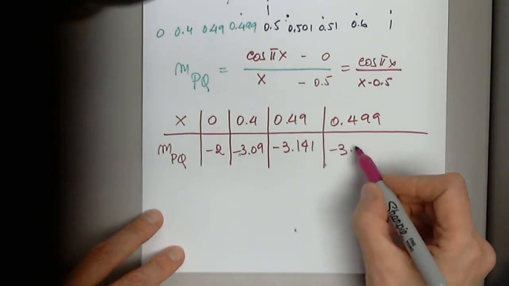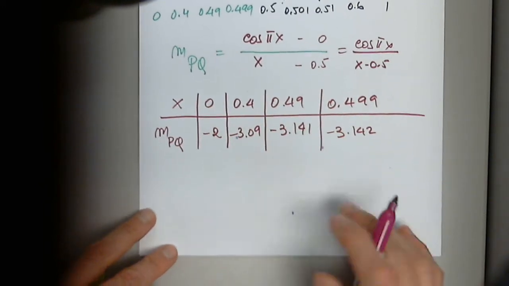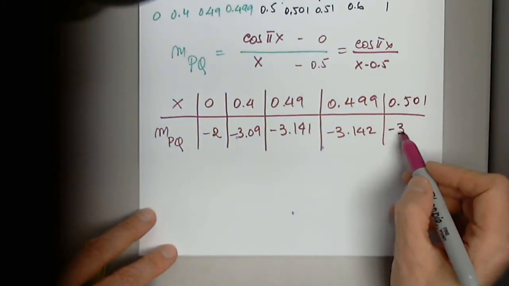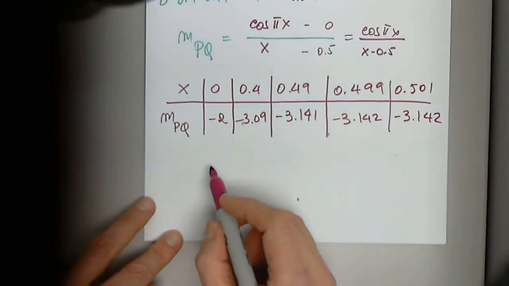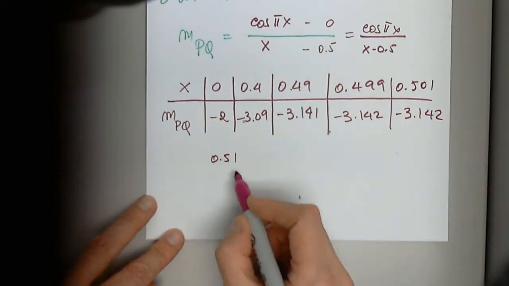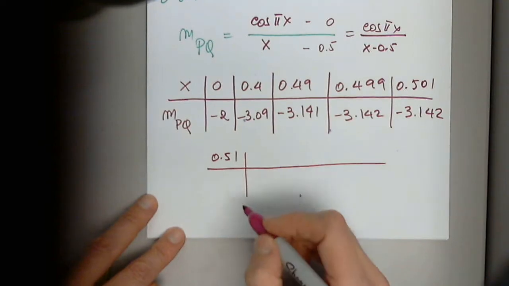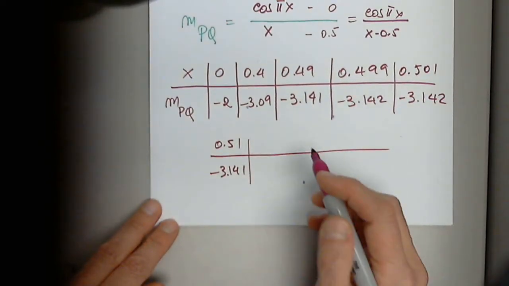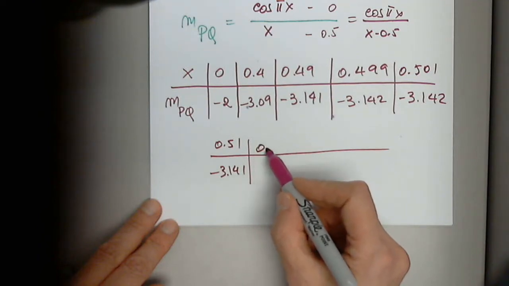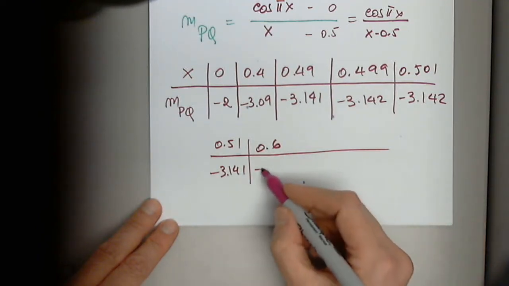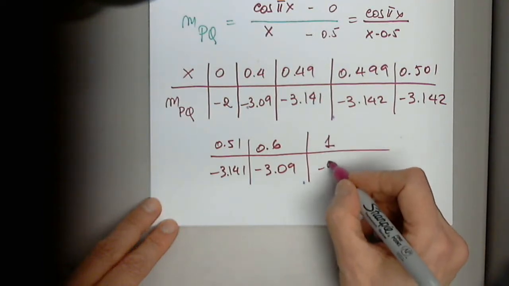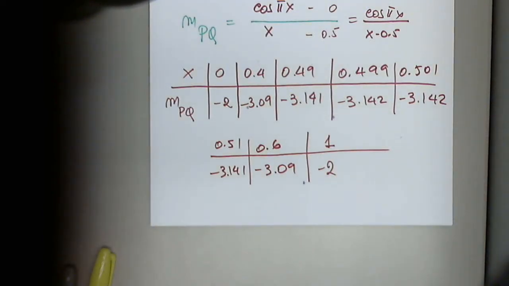We got negative 3.142. The next one, 0.501, negative 3.142. The next in line was 0.51, negative 3.141. The next in line was 0.6, negative 3.09. And the last one was 1 with a slope of negative 2.